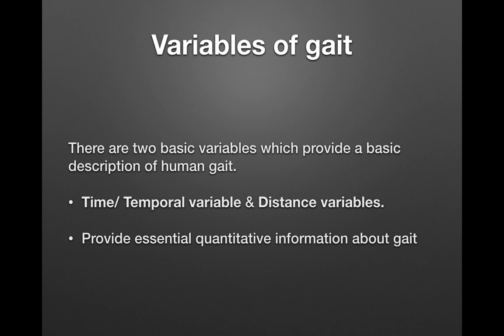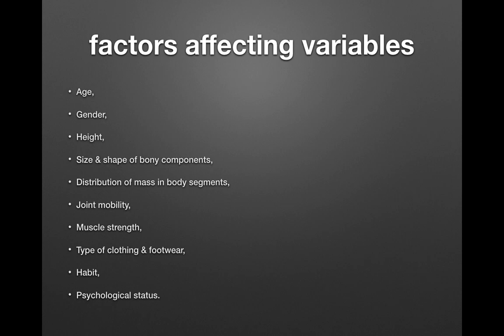Now, variables of gait. There are two basic variables which provide a basic description. Some are time or temporal and some are distance. What is the difference between these? Time or temporal variables depend upon the timing, the frequency, the duration of the gait. Distance variables describe the various types of lengths we acquire in gait. Now these time-based and distance-based variables are affected by various factors.